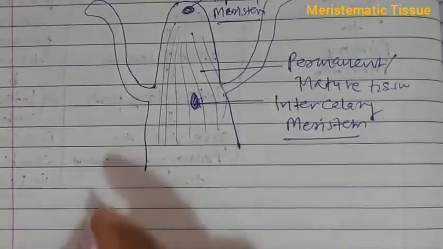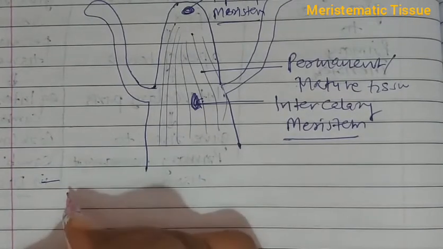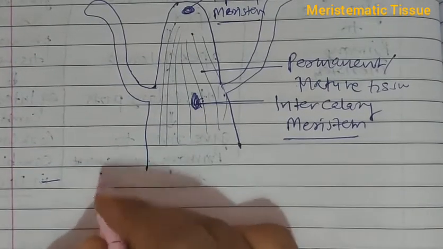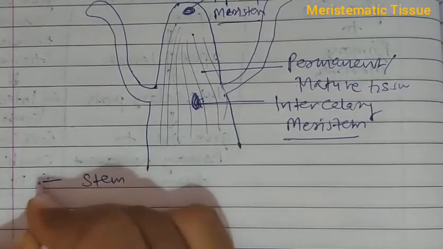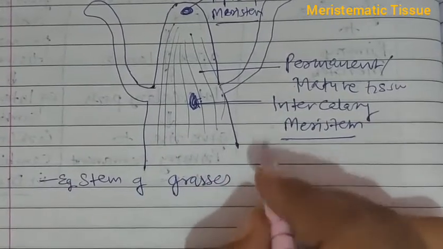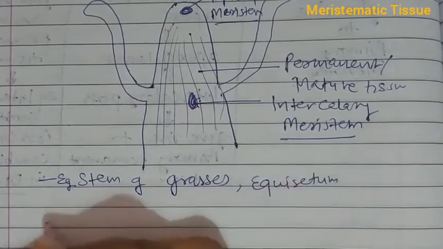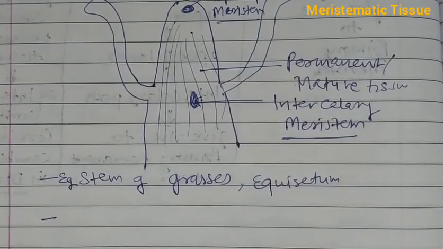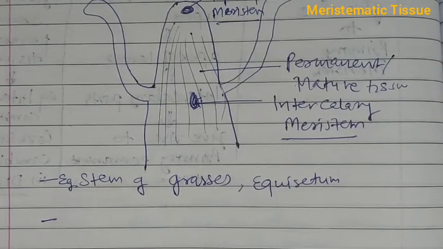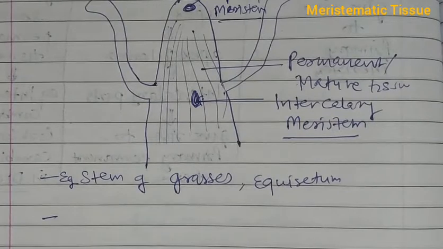Now if we talk about this intercalary meristem in detail, an example is the stem of grasses and equisetum. In the stem of grasses, you will find intercalary meristem, and in equisetum. What is the role of this intercalary meristem? You specifically find this in grazing herbivores. When they eat grasses, they eat the tip of the leaves of grasses.